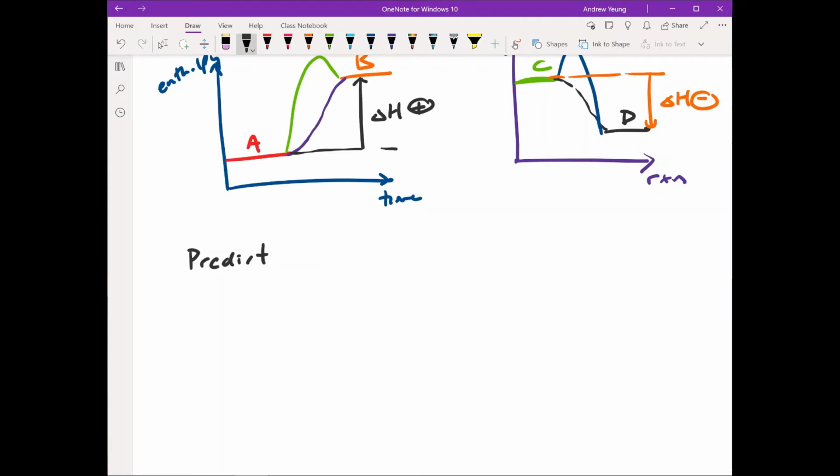Here's our three words. We're going to make a prediction. We're going to make a guess at what the products are. We're going to balance. We're going to try to add in the coefficients, make sure all the elements are accounted for, and then we're going to classify it as one of those 6 types of reactions: synthesis, decomposition, double replacement, single replacement. You just want to figure out which one it is. Okay? So I'll leave you with these two here.